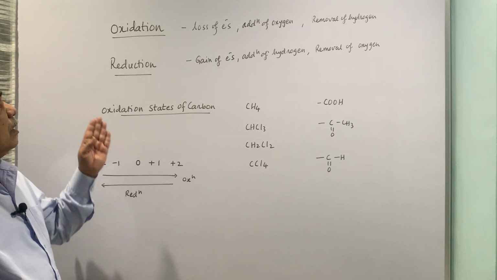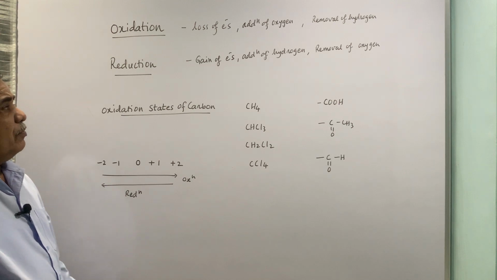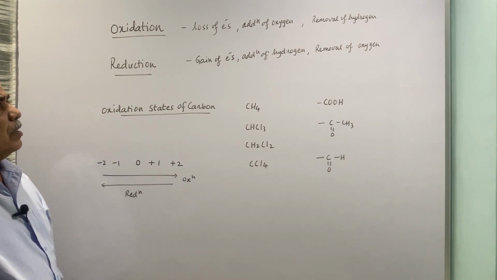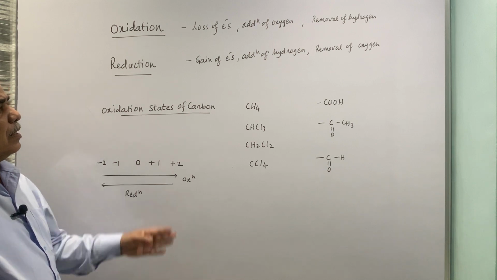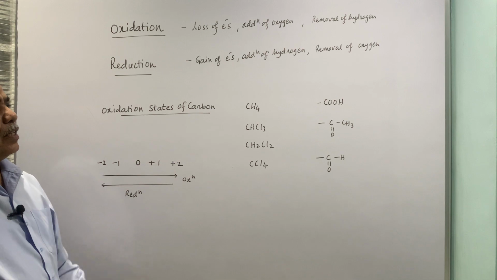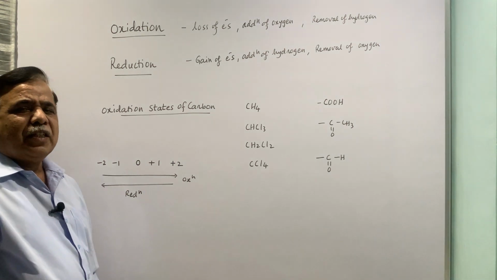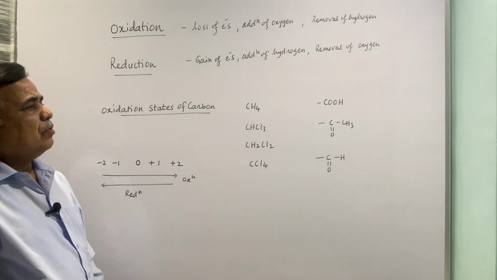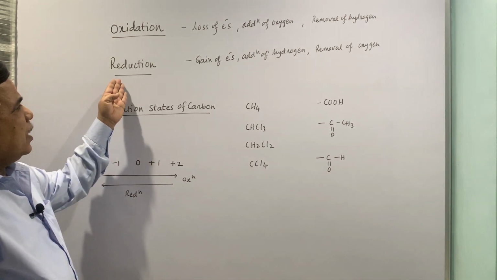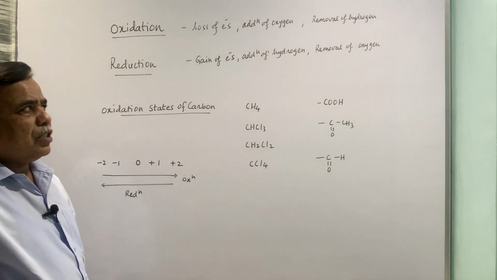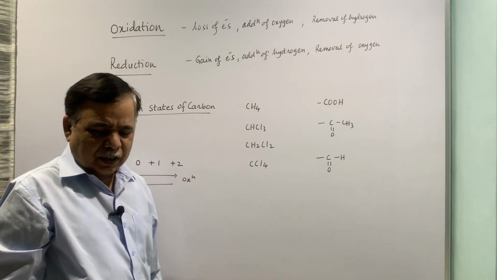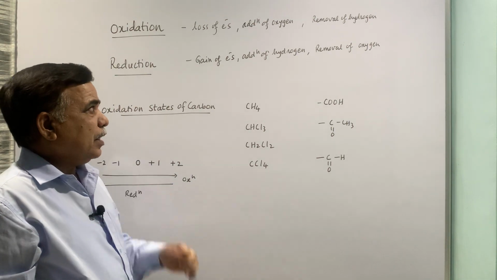So first of all, oxidation, which is a process wherein loss of electron is taking place. Addition of oxygen is also termed as oxidation, and removal of hydrogen, that is also termed as dehydrogenation, which is also one of the methods of oxidizing the compounds. Reduction: gain of electrons, addition of hydrogen and removal of oxygen. So these are the broad definitions.